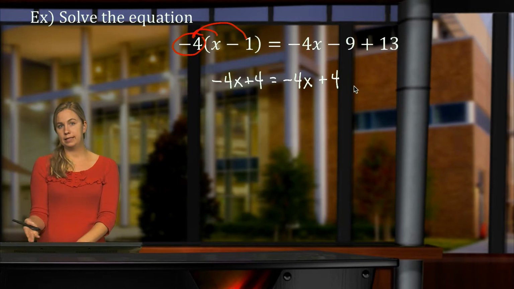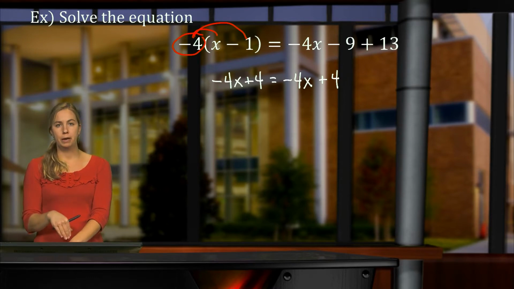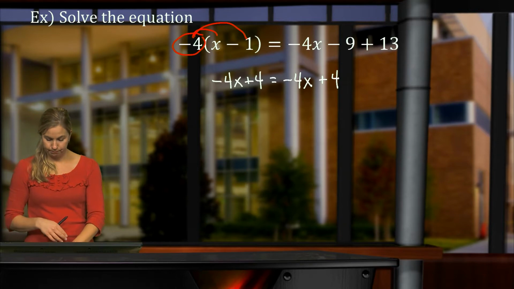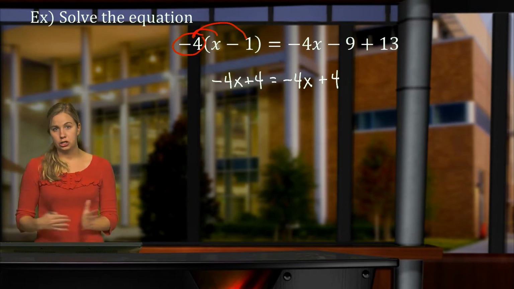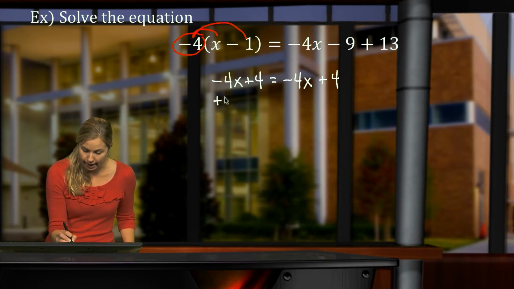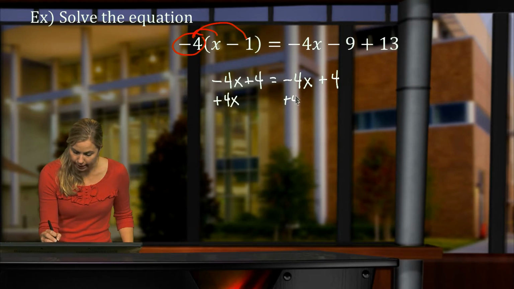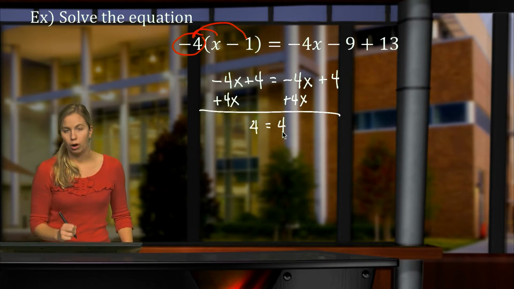Now, if we look at this, think about, do you have any observations? I'm not going to tell you what you might see, but we'll talk about it in a minute. But think about it. Look at this equation here and see if you notice anything. Now, if I continue just solving like I normally would, I'm going to combine my x terms. So I'm going to add 4x to both sides, and I get 4 equals 4.